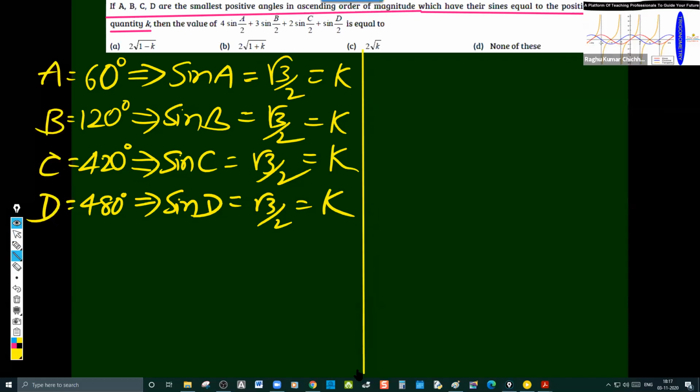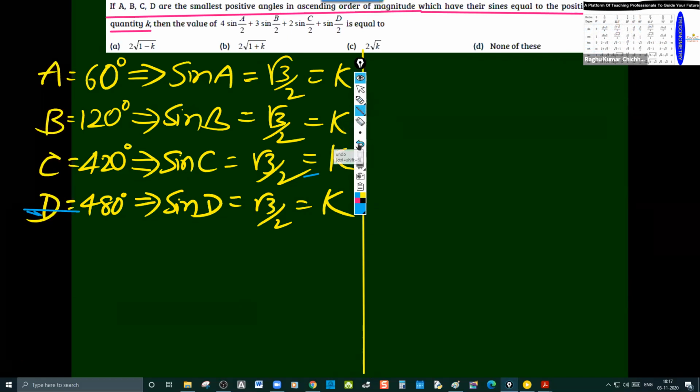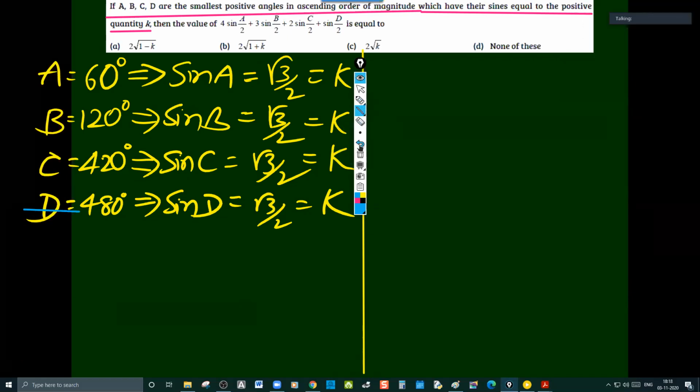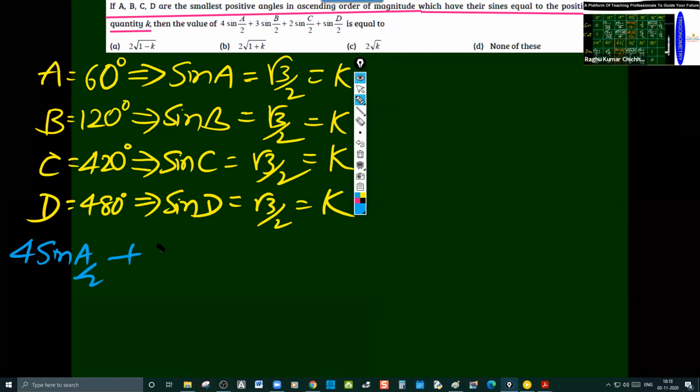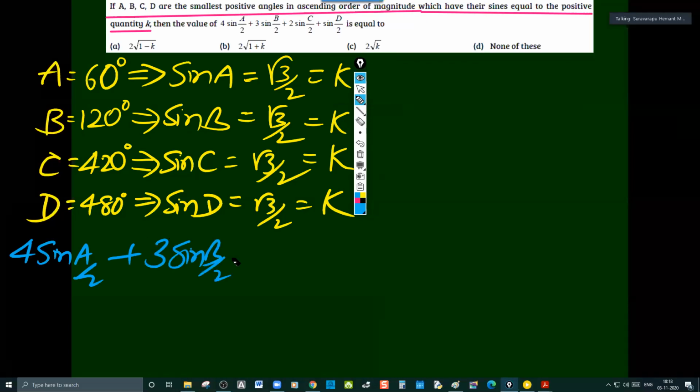Let me write the given expression now. Can you read this? Given expression: 4 sine A by 2 plus 3 sine B by 2 plus 2 sine C by 2 plus sine D by 2. That's good.